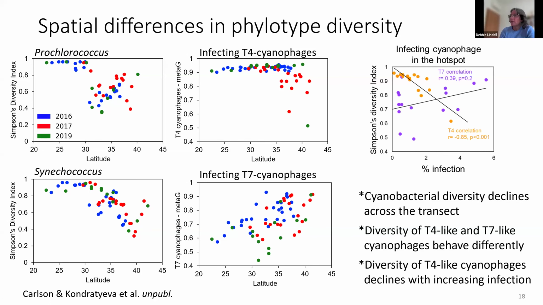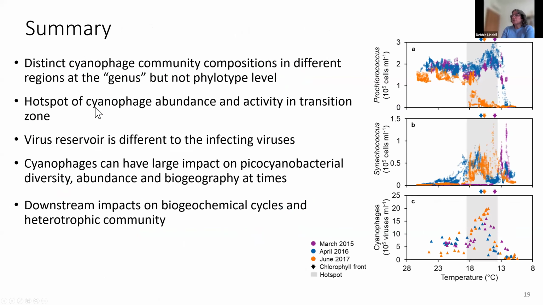In the interest of time, I'll skip that one and just sum up to say that we found that there are distinct cyanophage community compositions in different regions at the genus level, but not the phylotype level, that we have a hotspot of cyanophage abundance and activity in the transition zone between the subtropical and subpolar gyres, that we have a virus reservoir that appears to be quite different to the infecting viruses, certainly in regions of high viral infection, that cyanophages can have a large impact on picocyanobacterial diversity, abundance, and biogeochemistry, and that there are downstream impacts of these large infection events on biogeochemical cycles and heterotrophic community.